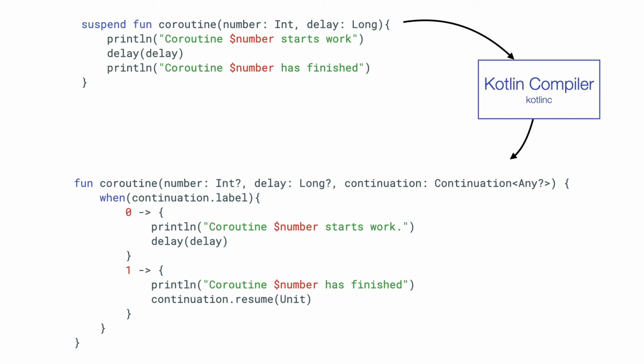I hope I could convey some basic ideas about how the compiler achieves the behavior of coroutines. If you want to dig deeper, you can check out the link I added to the resources, where Roman Elizarov from JetBrains, the lead designer of Kotlin coroutines, explains in great depth how coroutines work internally.